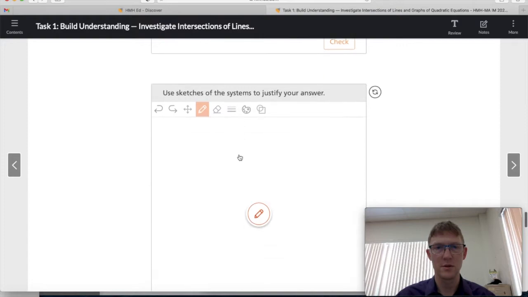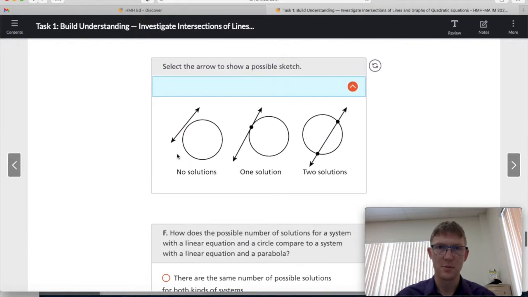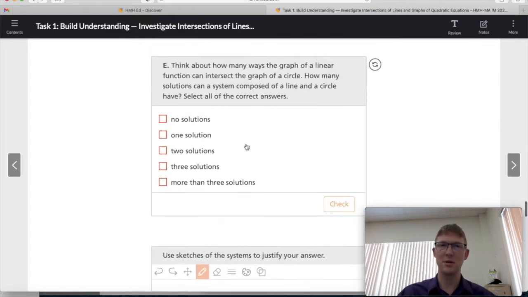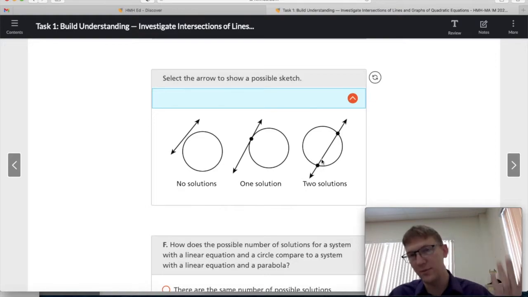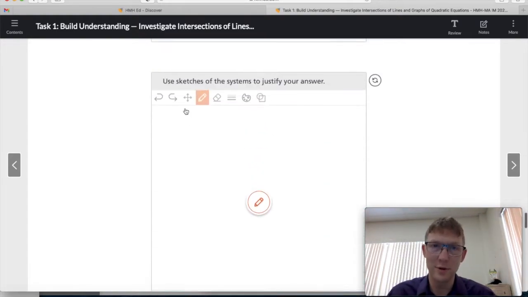I was going to draw a picture, but they did it way better than me. So you can potentially have your line outside of your circle, not touching at all, in which case you'd have no solutions. You might have your line touching the circle, but not going through the circle. You'd have one solution. Or you might have the line going through the circle, and you would have two solutions.